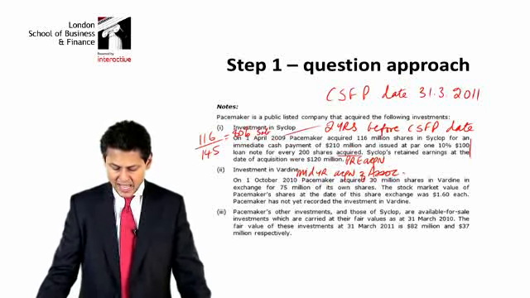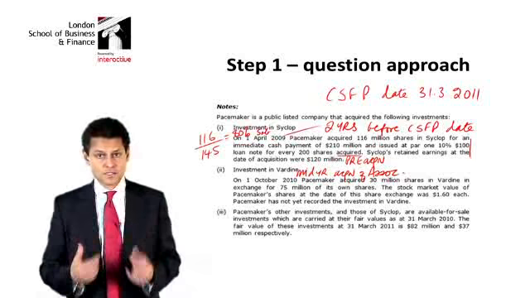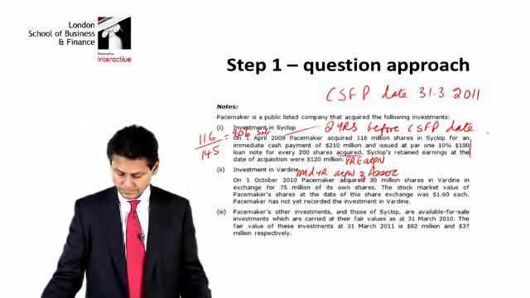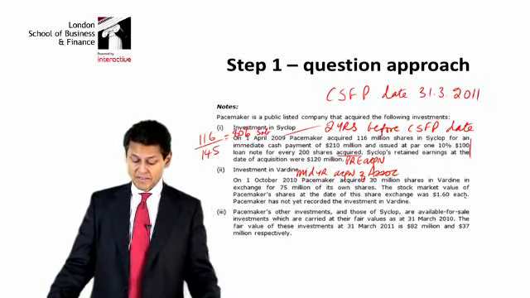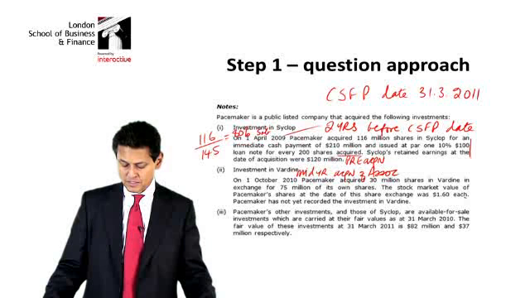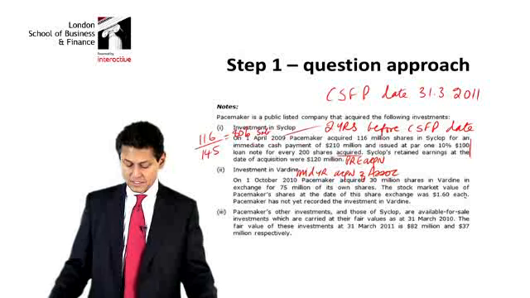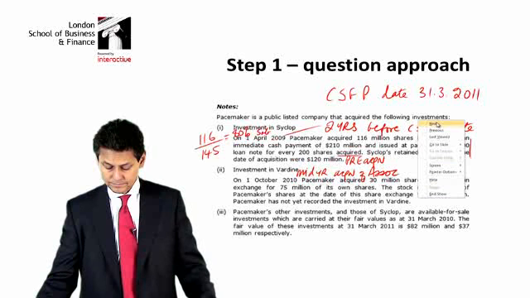So there you are. We have here the situation where you have an 80% subsidiary and a 30% associate. And Pacemaker's other investments and those of Cyclop are available for sale investments which are carried at their fair values as at 31st of March 2010. The fair value of these investments is 82 million and 37 million respectively. And so it goes on.